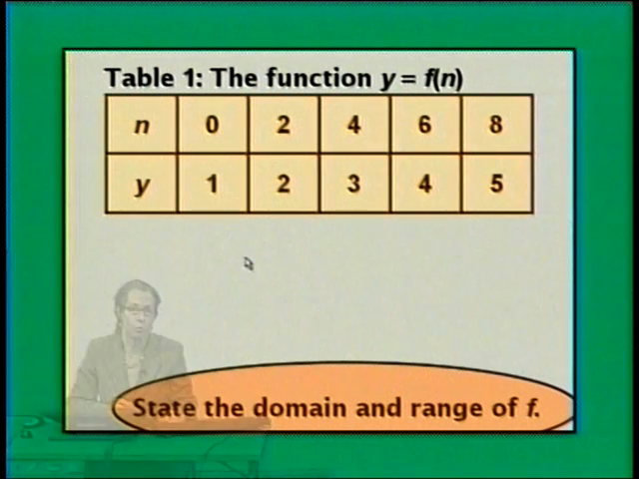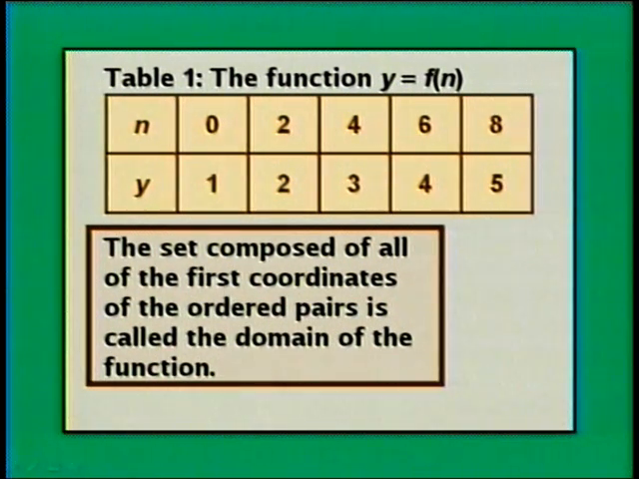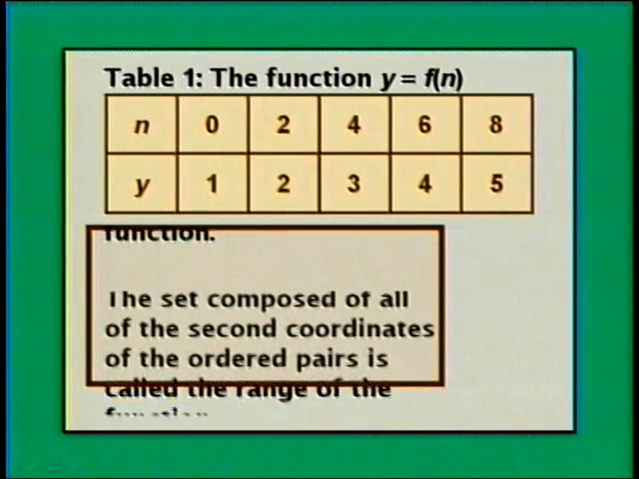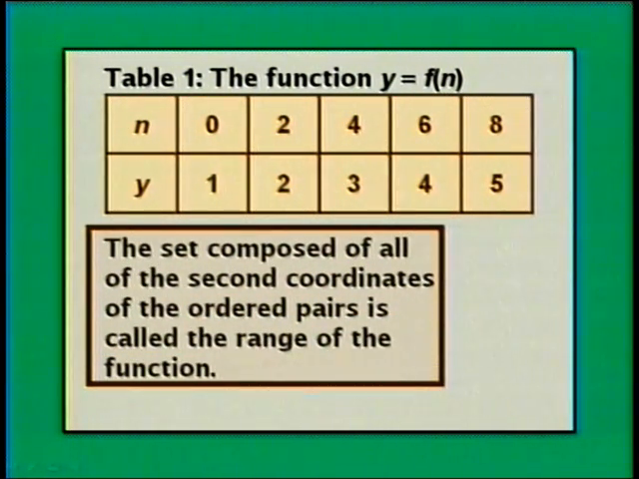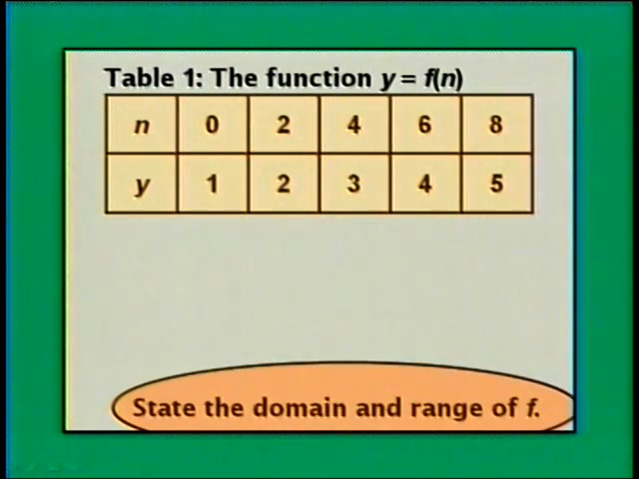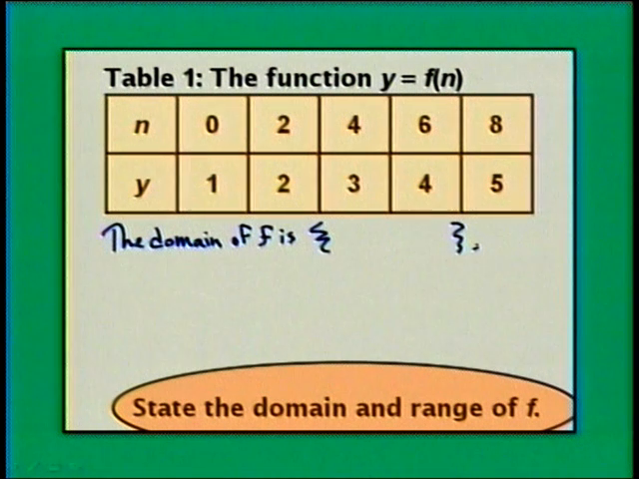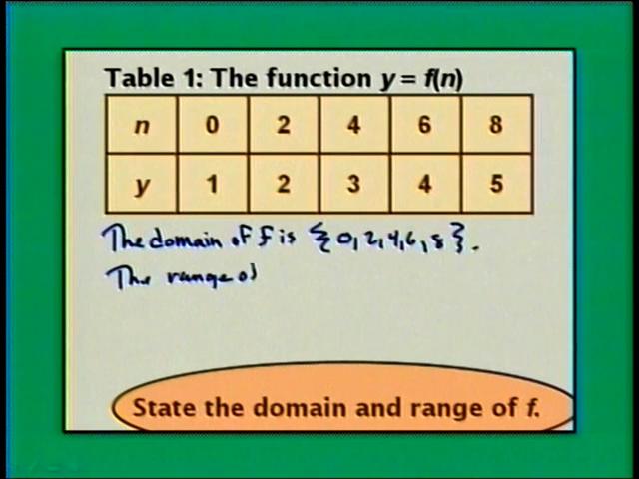So let's state the domain and range of this particular function. Just to review from lesson 18, the set composed of all the first coordinates of the ordered pairs is called the domain of the function, and the set composed of all the second coordinates of the ordered pairs is called the range. So here, when I'm writing the domain and range, the domain of this function f is going to be the set of all the first coordinates in the ordered pairs. Well, with a table, that's easy. I'm just going to write down the numbers from the first row in my table. What about the range? The range of f is going to be the set of second coordinates, which in this case, I can just read from the second row in my table.